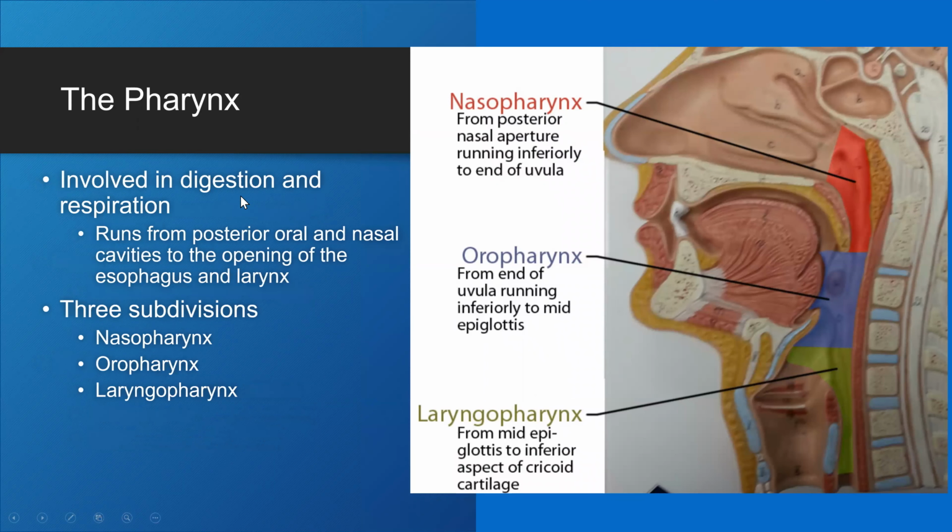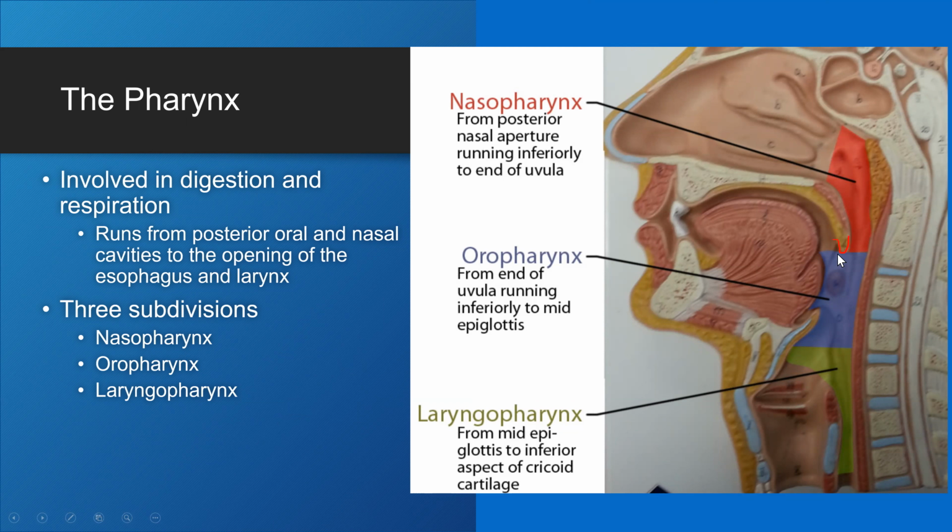Pharynx is involved in digestion and respiration, and runs from the posterior oral and nasal cavities to the opening of the esophagus and larynx. It has 3 subdivisions: nasopharynx, oropharynx, and laryngopharynx. Nasopharynx runs from the posterior nasal aperture, from this point, to the end of the uvula. So that's the uvula on a soft palate.